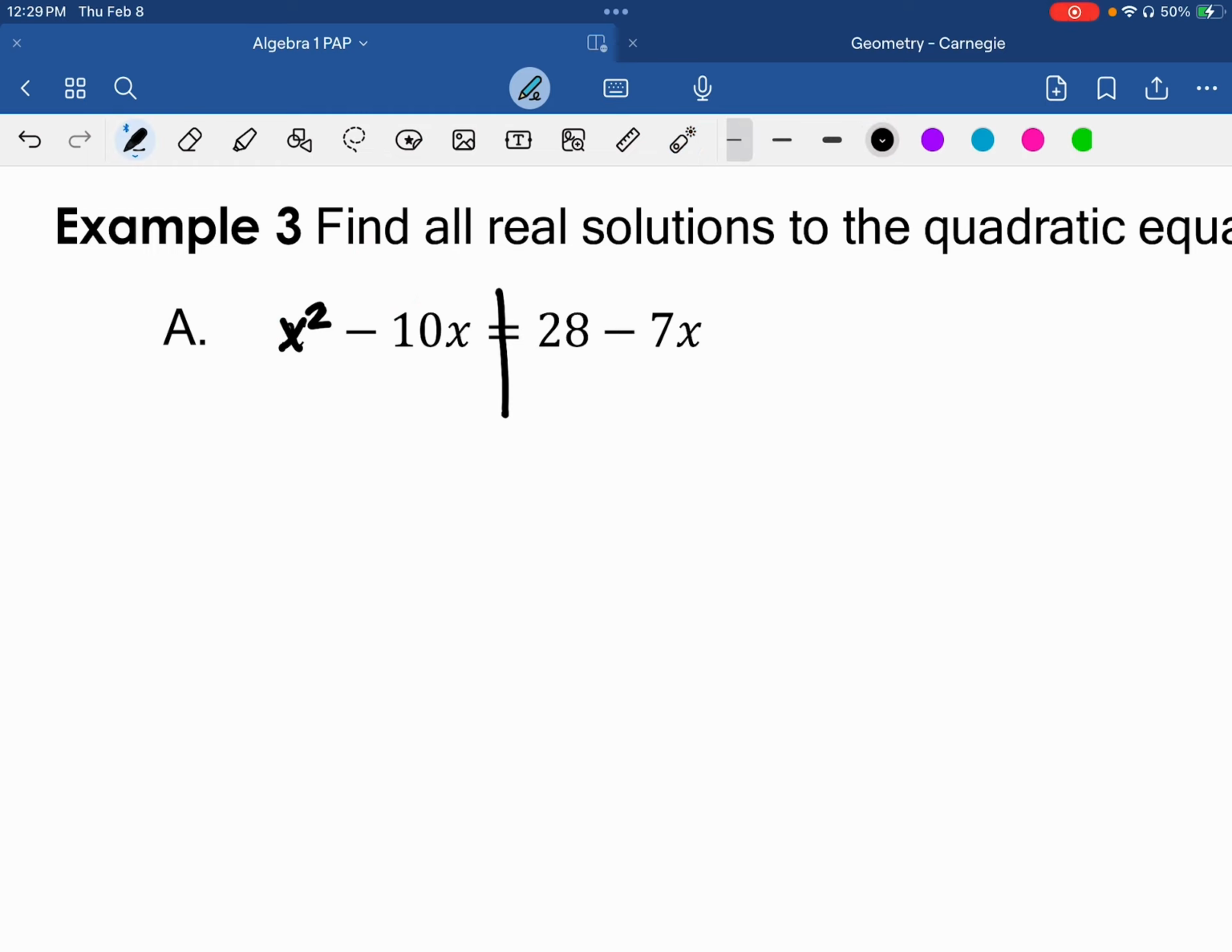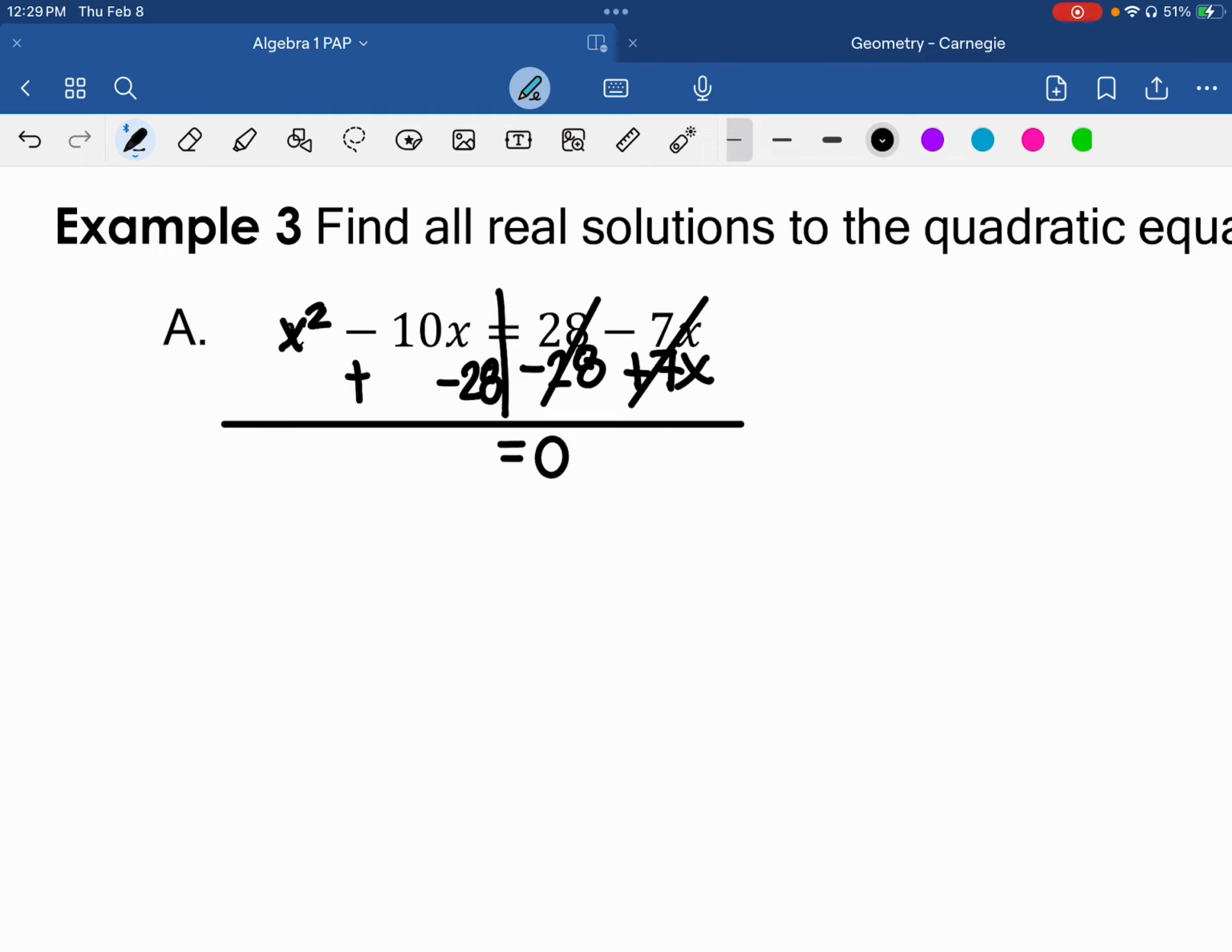All right, the 28 is positive, so I will subtract it. It is not a like term to either the x squared or the x, so I'm just going to kind of squeeze it over here at the end. I can also move the 7x at the same time. It is minus, so I'm going to go ahead and add it. This is giving me my equal to 0. The 7x is going to go ahead and combine with the 10x because they are like terms. So I'm going to have x squared, negative 10 plus 7 is negative 3x, and then I have my minus 28.